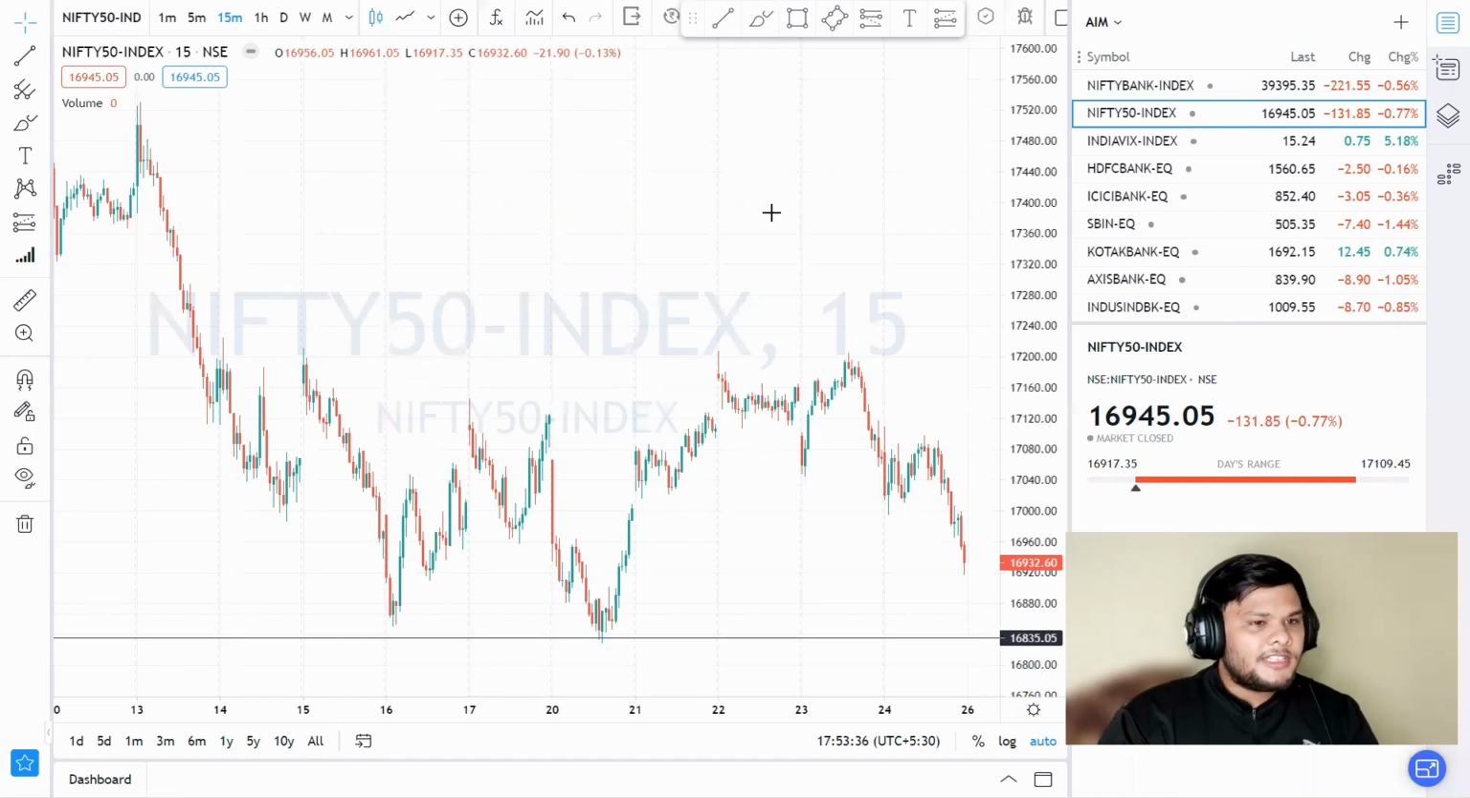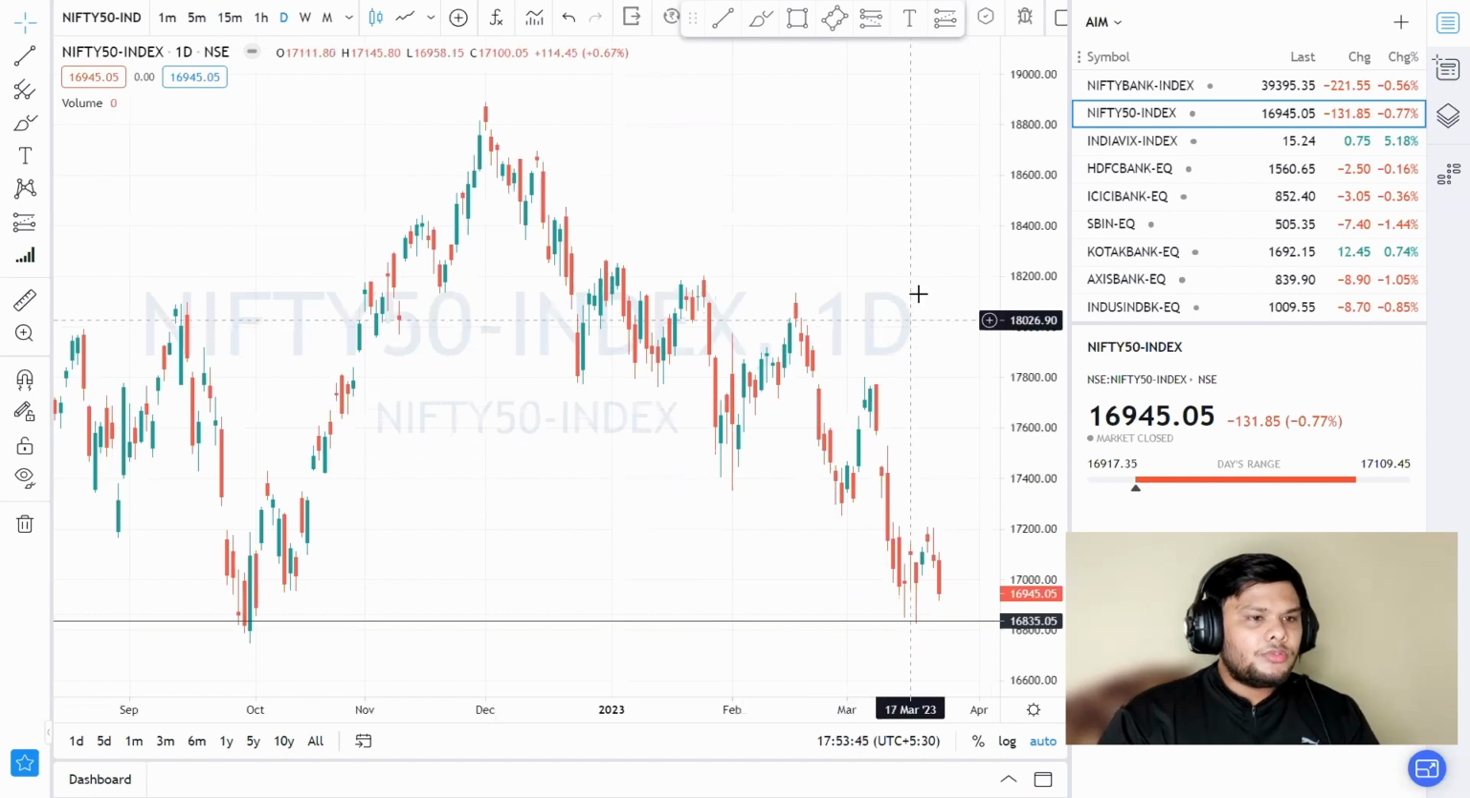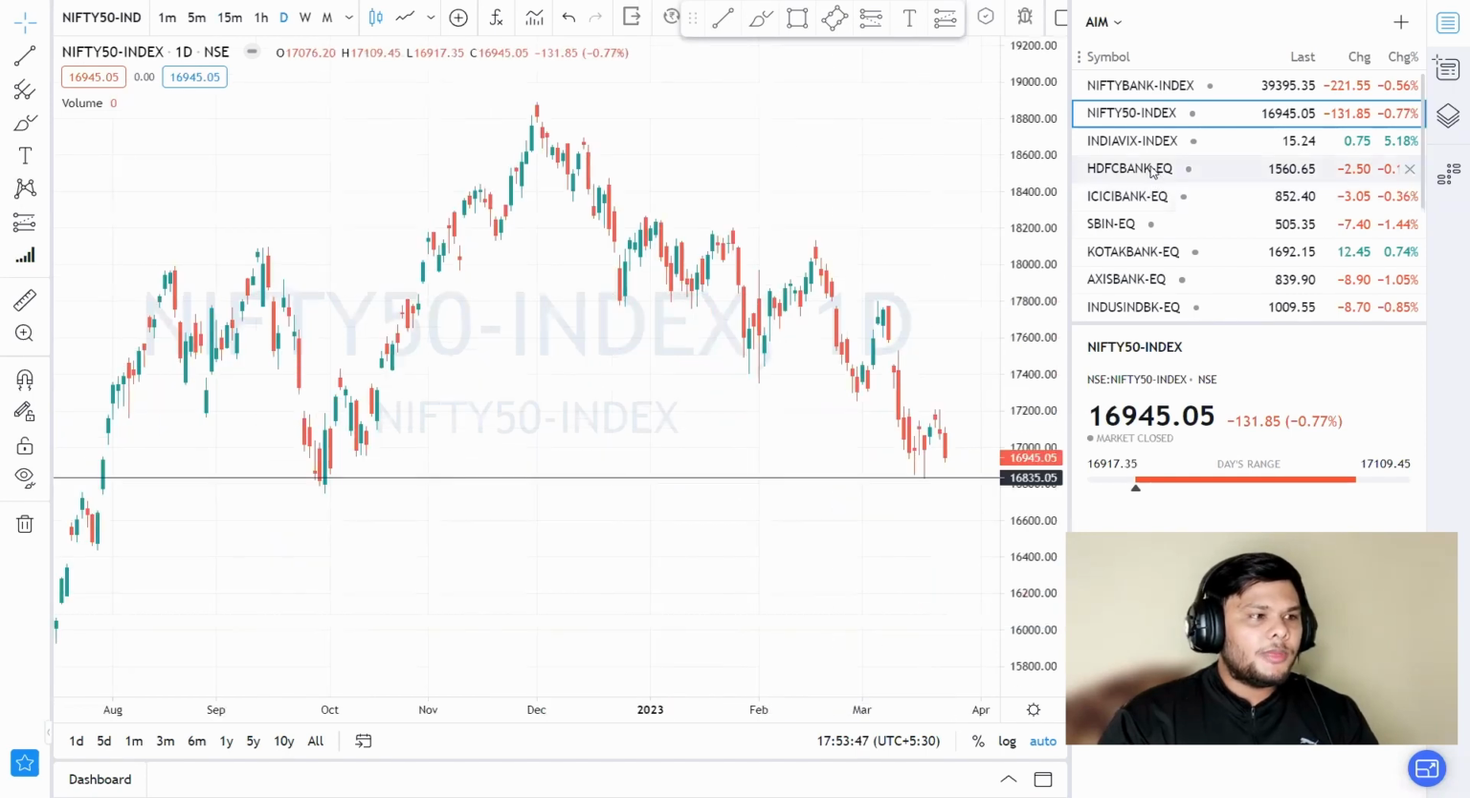So in Bank Nifty and Nifty, it kind of looks negative to me, so you can consider any kind of selling trade. So that's all about Bank Nifty and Nifty. If you want to take a trade in Bank Nifty options, then you need to look into the Bank Nifty components.